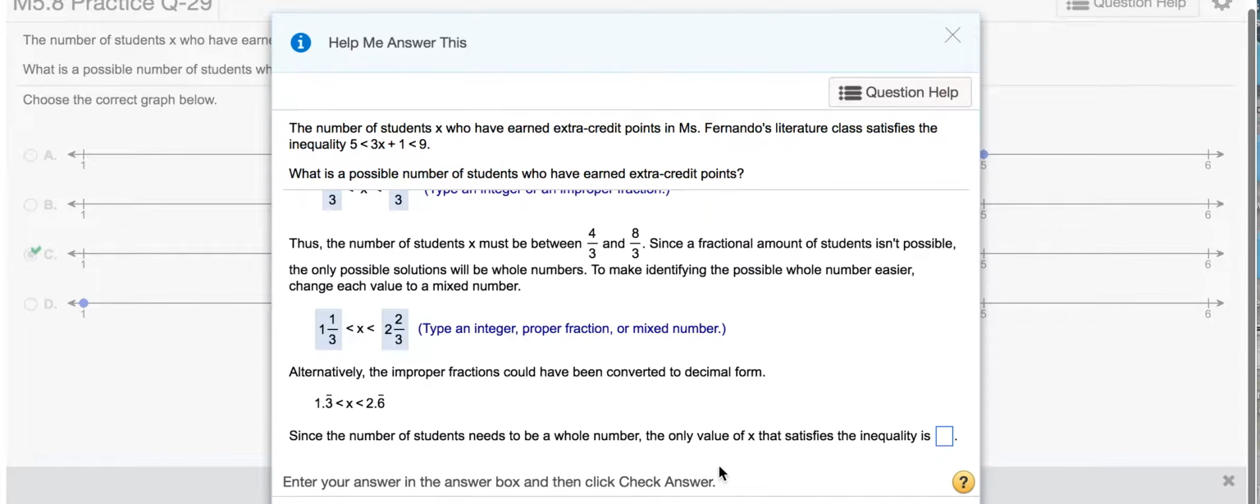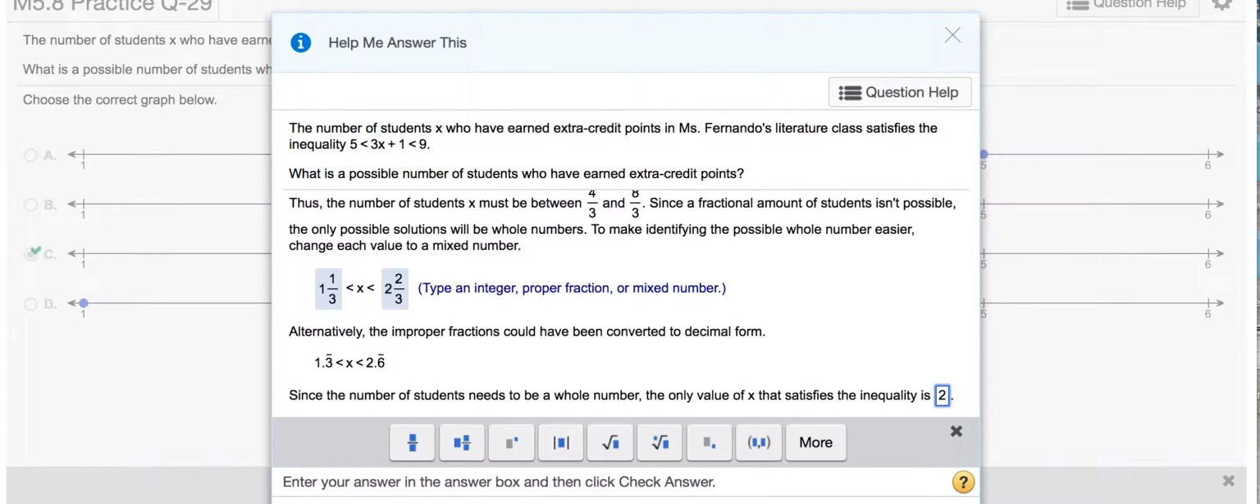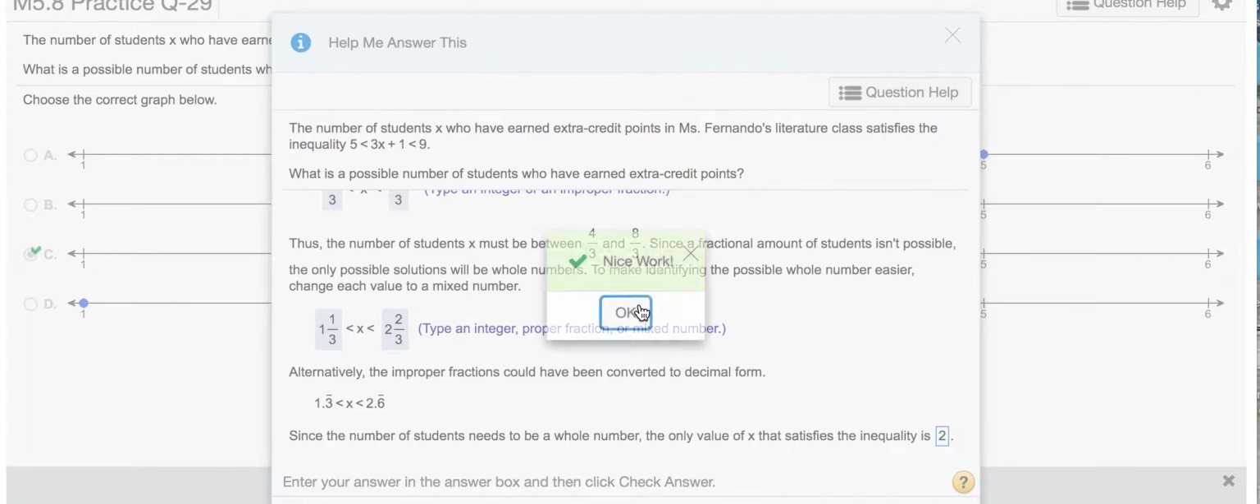Since the number of students needs to be a whole number, we can't have 1.3 students or 2.6. We have to create an inequality that would satisfy x. It has to be a whole number. So if you think logically about this, my only option is 1, which would be on this end. That wouldn't work. Or 2. Is 2 more than 1.3? Yes. Is 2 less than 2.6? Yes. So the only whole number that will work for this inequality is 2.